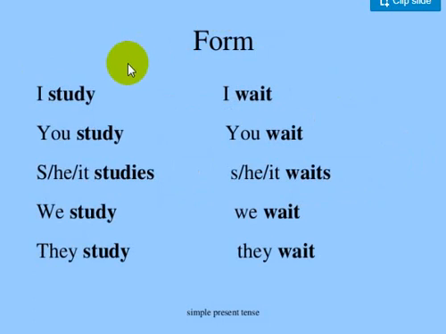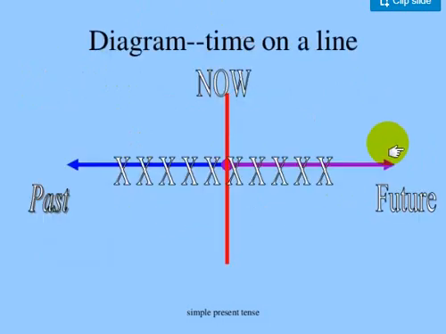Form, of course, of the present simple, verb as it is, or I can add s, es, or ies according to the ending of the verb. Diagram time on a line. Okay, the present simple, I can use the present simple for general situation, something that is always happening here. It can take time from the past, present, and future. Present simple is used to talk about habit that I did in the past, I'm still doing up to now, or for something that is repeated in the past and up to now, or for schedules that are fixed all the time. So it covers all this area of time.